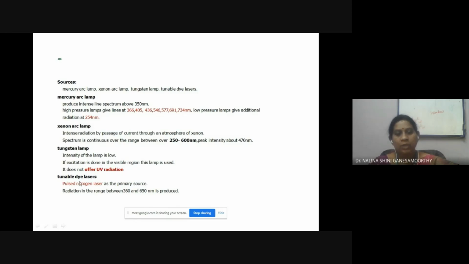Next, tunable dye lasers. So these various sources and their features you need to explain. Tunable dye lasers, when the pulsed nitrogen laser is the primary source, radiation in the range between 360 to 650 nanometer is produced. Okay.